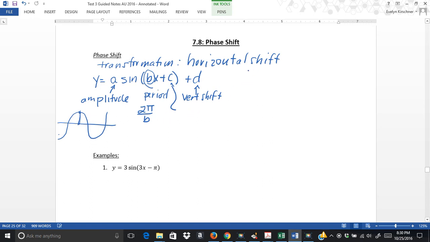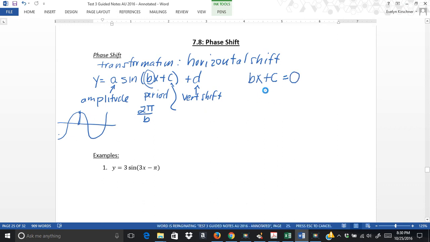So I know that for all my functions, if I start at 0, I know what it would be. So if I set bx plus c equal to 0, then bx is negative c and x is negative c over b. That is my phase shift. That's how much I'm moving. So if I put negative c over b in for x, that would be what my 0 point was originally for my key points.